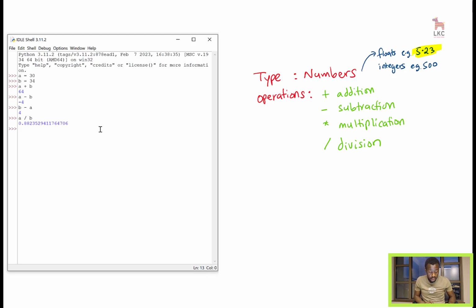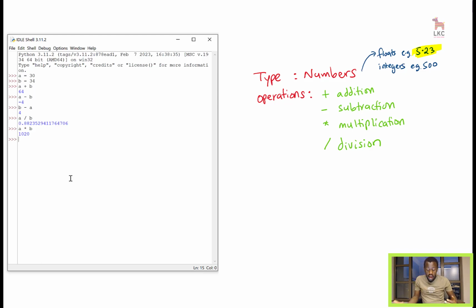What do you get? Now that's a float. You can see that where A and B were integers, when you divide we get a float. Okay, and then we have A times B, we get that. So those are the operations that you can do on numbers.